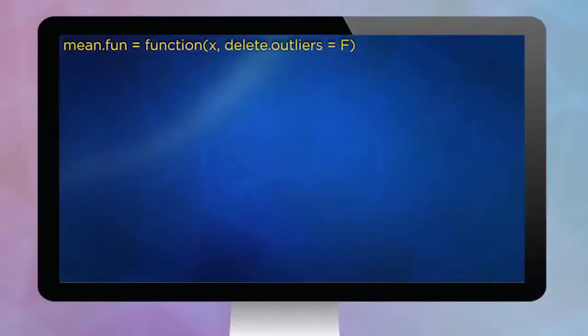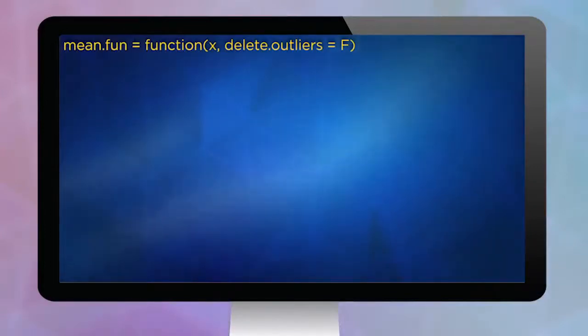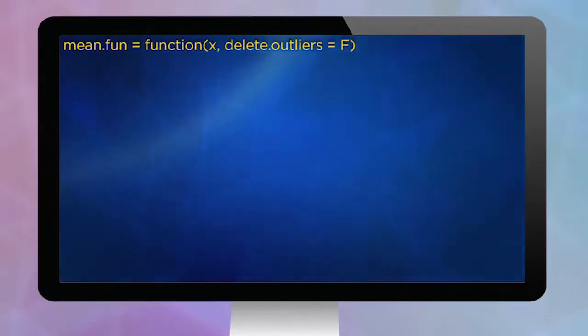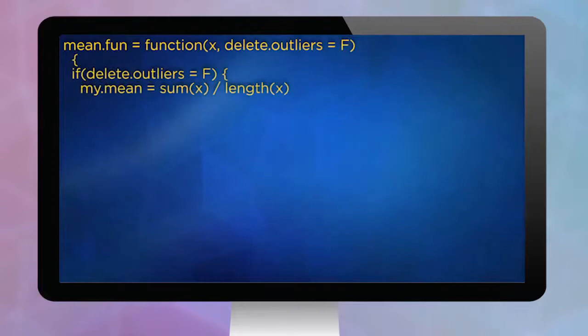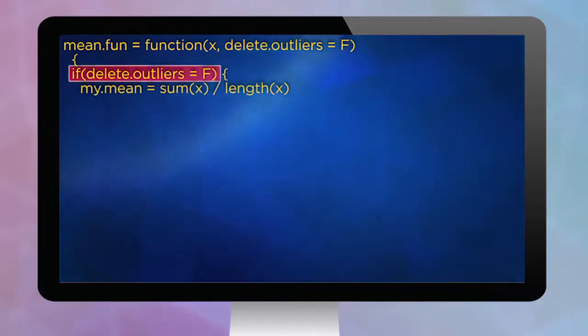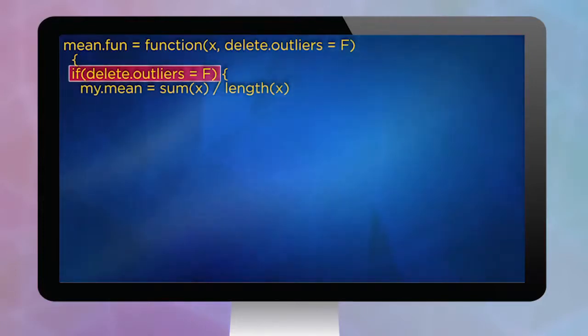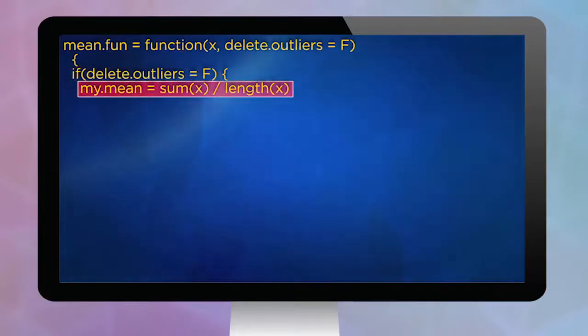Check out the code you see here. Now we've augmented mean.fun as a function that takes in not only x, our data, but delete.outliers. We're going to initially set this equal to F for false. So that means we don't want to use it. But here's the code that goes with that. So we need that open bracket. Now, if my delete.outliers equals false, then I'm just going to calculate the mean the regular way. So my mean is the sum of x divided by the length.